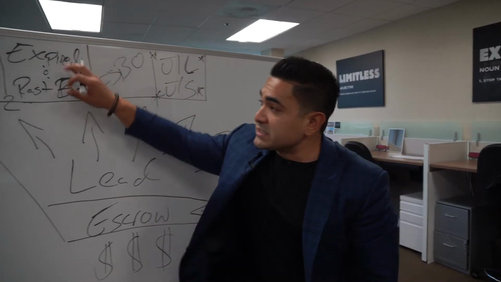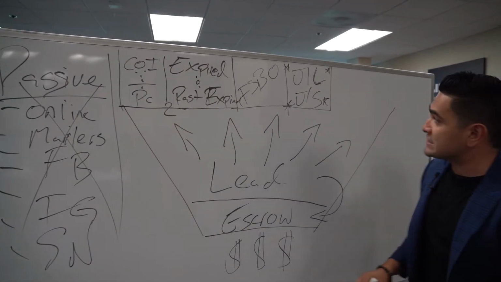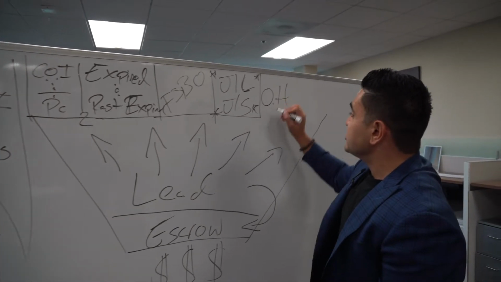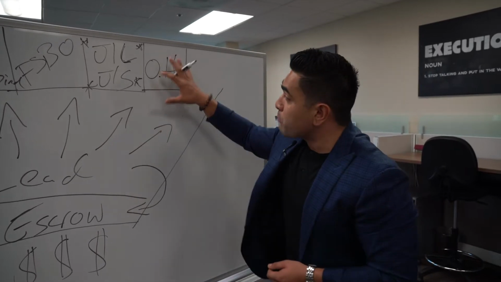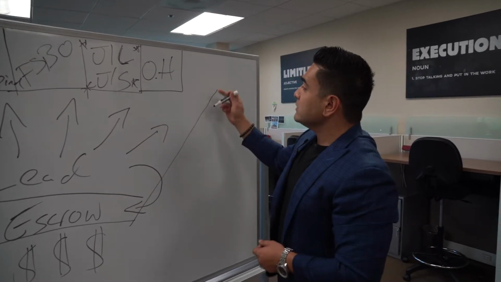For sale by owners, expired, past expired, center of influence, and past clients. Now we have the traditional stuff that everybody does, the open houses, right? Everybody does the open houses, but it's part of our sales funnel. And then I'll leave the last one.